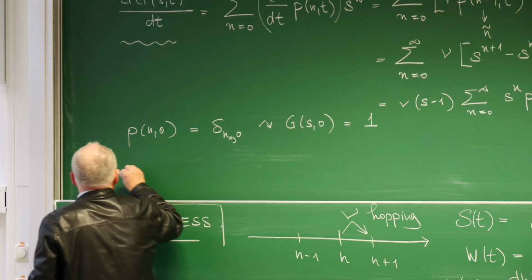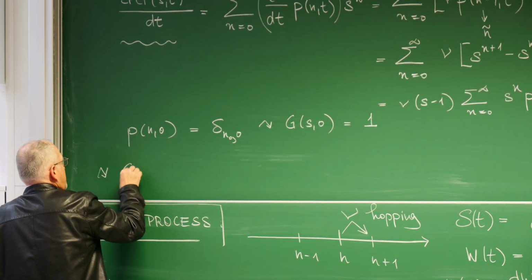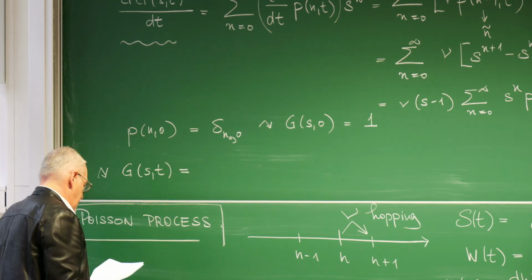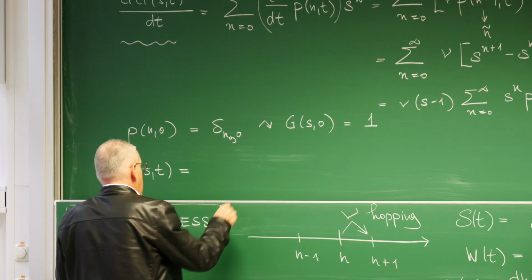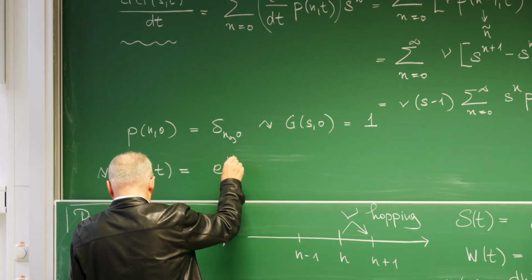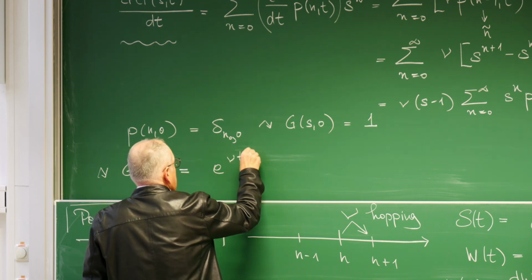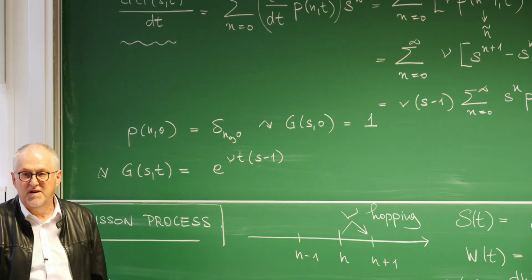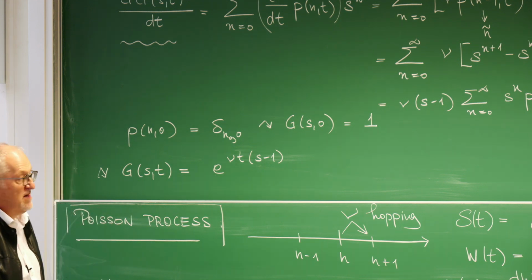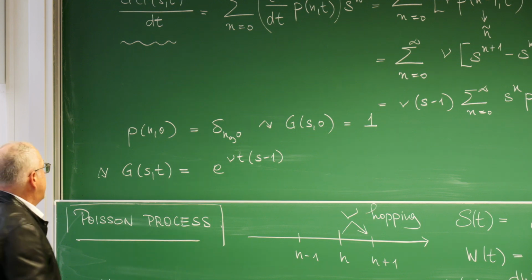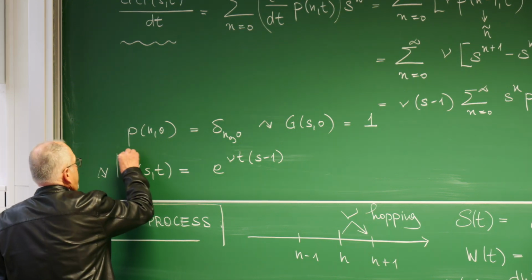And that means now that our distribution function, g of s and t, the generating function, is e to the nu times t times (s minus 1). So it's an exponential, as we have seen a minute ago for the survival time. That's our generating function.